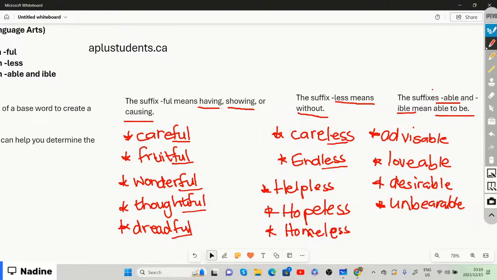And these are words, or let's say these are suffixes with the base words, right? And suffixes are words that you add at the end of that base word in order to create a new word.